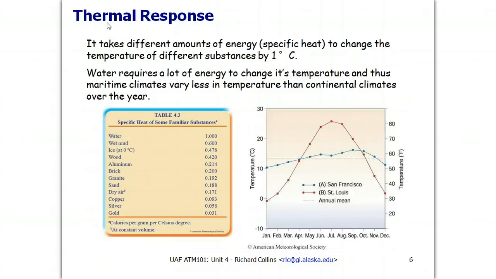Continuing the idea that water is special in the atmosphere, we also find that water requires more energy than other materials to warm and releases more energy than other materials when it cools. Thus, we think of water as having thermal inertia. Maritime regions warm more slowly than continental regions in summer and cool more slowly in winter. Thus, the seasonal range of temperatures is much lower in a maritime city like San Francisco than a continental city like St. Louis, even though they have the same average temperature over the year. We see similar behavior between locations in western Alaska and interior Alaska.